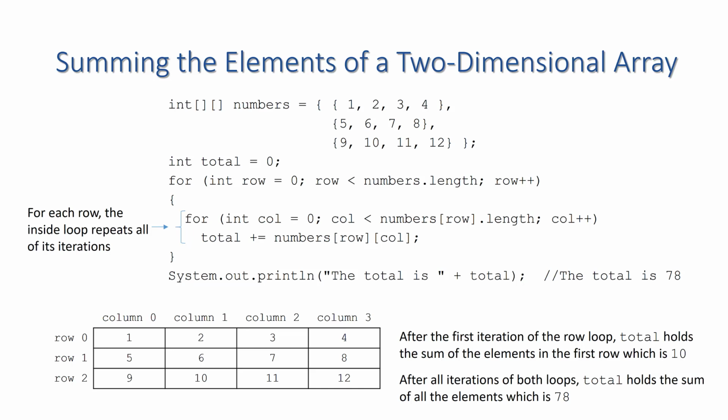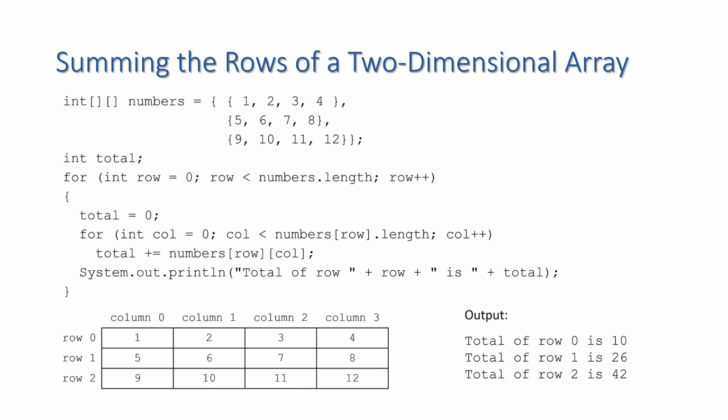So after the first complete iteration of the outside loop and all of the iterations of the inside loop, total holds a 10, which is the sum of the elements in row 0. After the outside row loop has iterated through every row, the total variable holds a 78, which is the sum of all of the elements in the two-dimensional array.